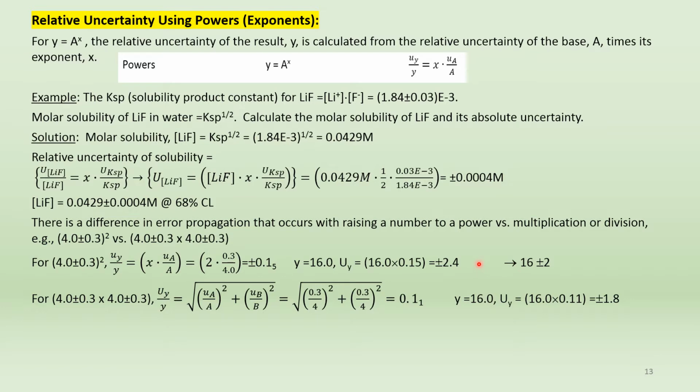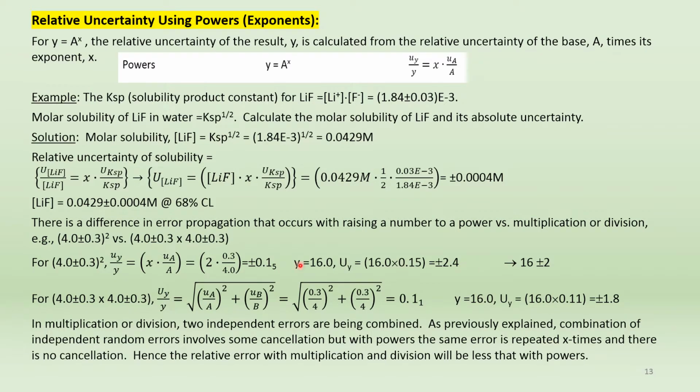So you can see it's different, but why is it different? Well, in multiplication and division, two independent errors are being combined. And we spoke before about the fact that when you combine independent random errors, some cancellation occurs. And that was in video number 3. And that's what's happening here. There's some cancellation. As a result, for multiplication, the value is a little less than squaring. With powers, the same error is repeated x times. There is no cancellation. And hence, you'll see that the relative error with multiplication and division will be less than it will be with powers.